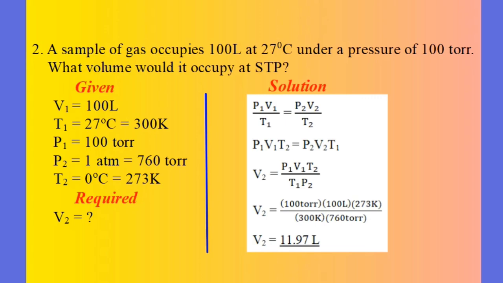As you expected, to solve this problem, we apply the combined gas law. And finally, we will get V2 equal to 11.97 liters.